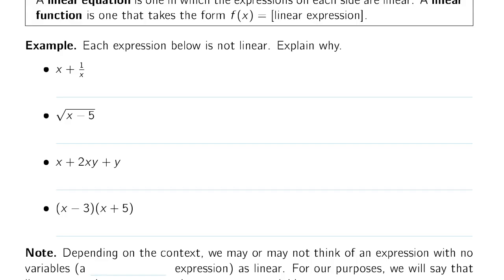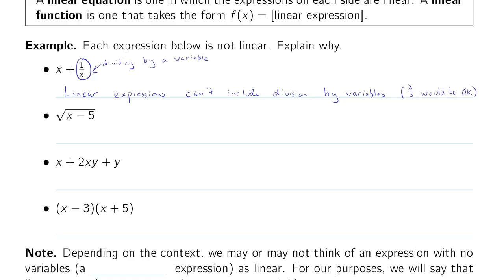In this first expression, we see this 1 over x. And so we're dividing by a variable. Since we're dividing by a variable in this expression, which is not allowed in linear expressions, this is not linear. It's just division by variables that isn't allowed. So we can have, like, x over 3, for example. We're allowed to have a variable divided by a number, but we can't divide by a variable.